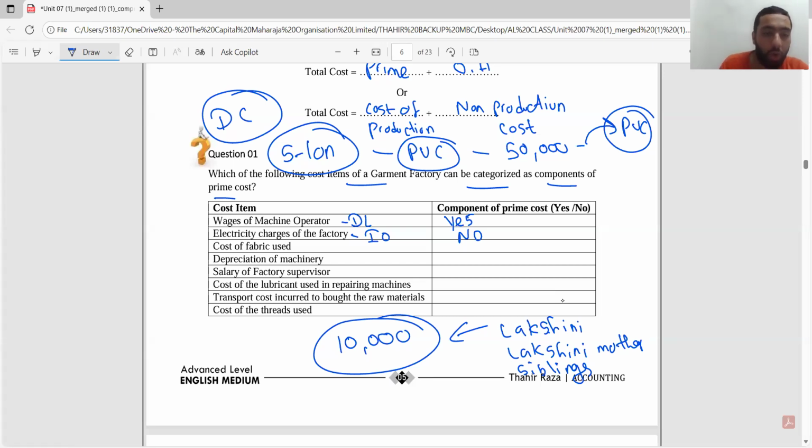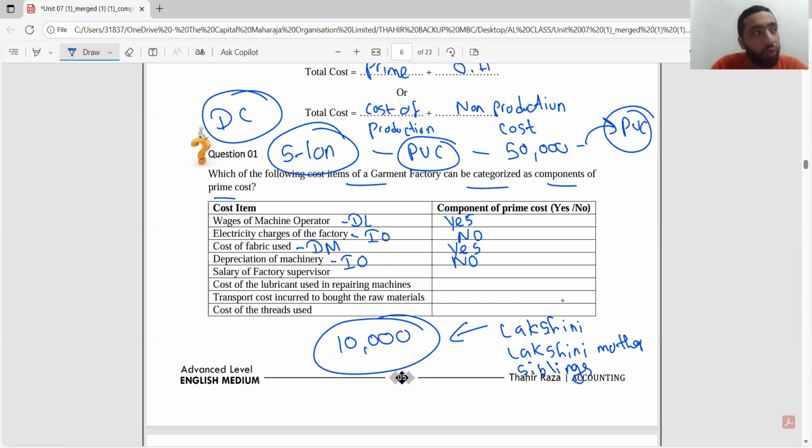Cost of fabric used. When making clothes, the fabric, yes, you can directly identify. This is yes. This is direct material. Depreciation of machinery. Yes, very good, it is no. So this is also indirect other. Can you directly identify? No.